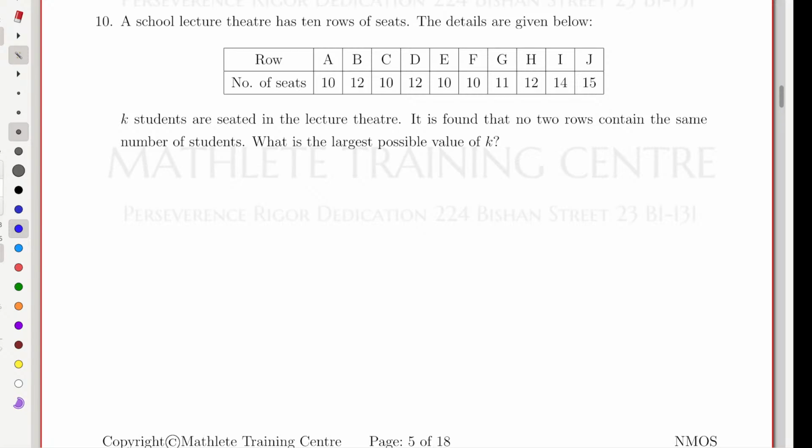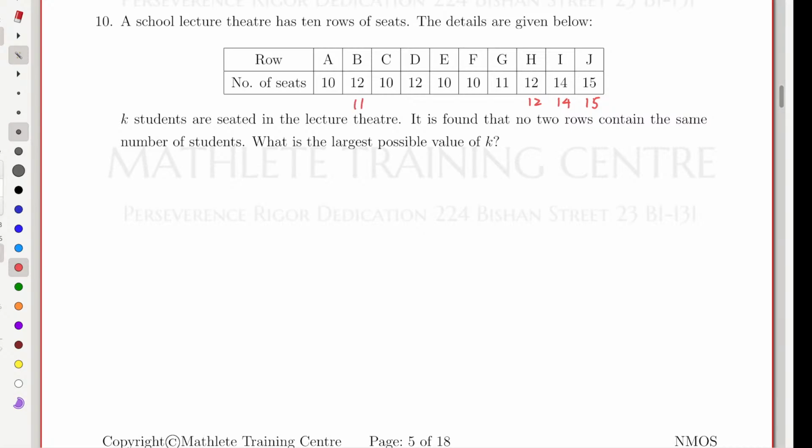So I want to put as many students in as possible. Let's put 15 all in row J. Then what can we do next? We can put 14 in row I. Then we can see that there are 3 rows with 12. So there's no 13. So the next largest I can put in is the number 12. Then we notice that the next largest number I can put in is 11, right? Because no two rows must have the same number. So the next largest I can put in is 11.